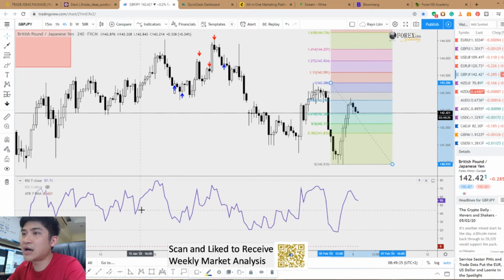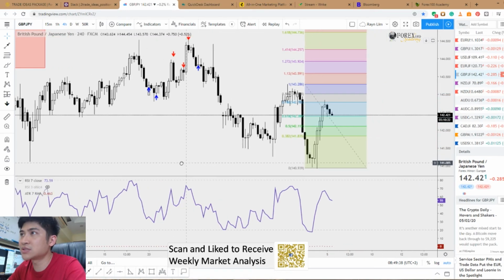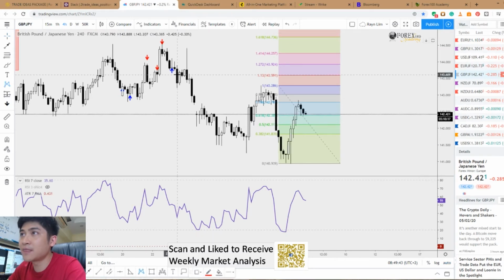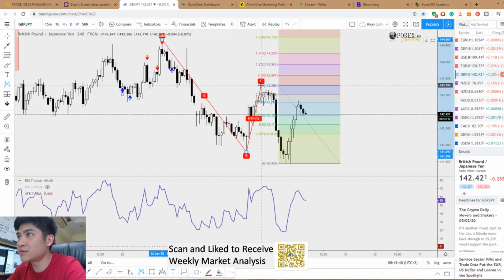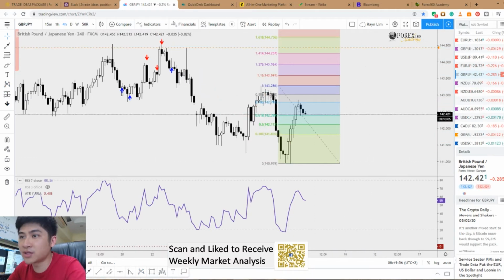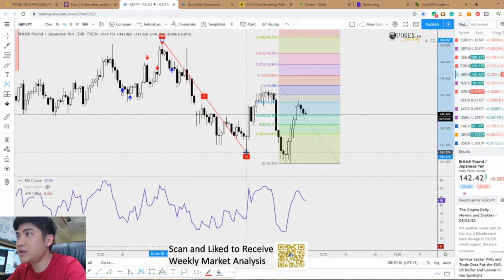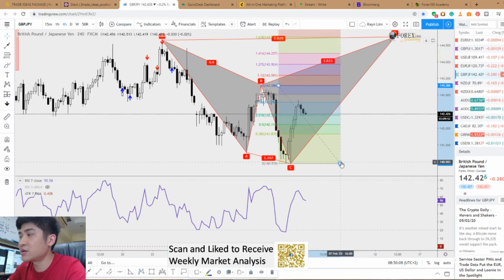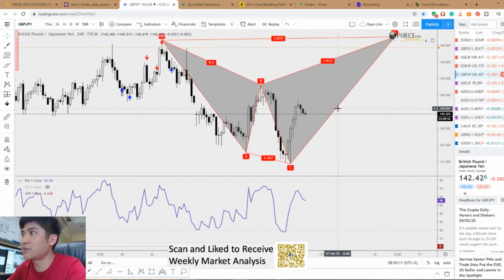Alright, so I do believe the shark pattern will look something like this. Please double check, guys. Alright, likewise a counter trend trade, X to A to B. What have I done? Okay, let's do it again. X to A to B, B to C, CD completion somewhere over here. Alright, so this is the shark pattern I'm looking for.